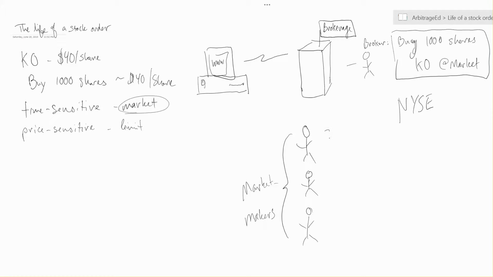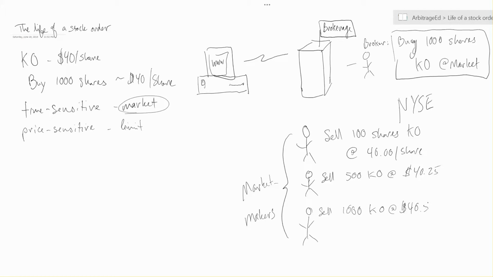So let's say the first market maker says that he's willing to sell 100 shares of Coca-Cola at $40 a share. Let's say the next guy says he'll sell you 500 shares of KO at $40.25 a share. And let's say the last guy is willing to sell you 1,000 shares of KO at $40.50 a share. So what happens now?